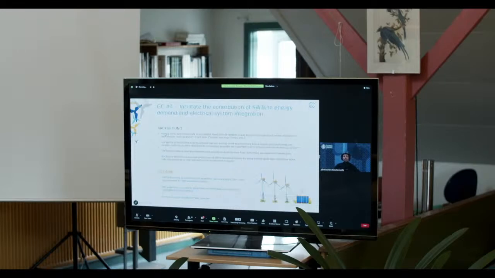Grand challenge number 4: facilitate the contribution of small wind turbines to energy demand and electrical system integration. Currently we have around 1.8 gigawatts of small wind power all around the world, coming from 1 million turbines. So a lot of very small insertions of power into the grids, and the highly discontinuous power production from small wind turbines can be hampered in some grids, which have restrictive limitations in terms of ramp rate.